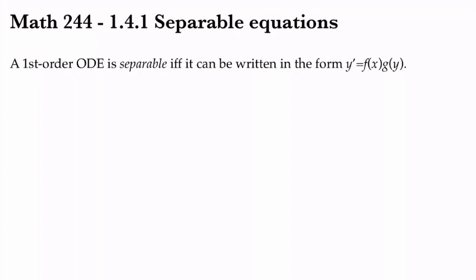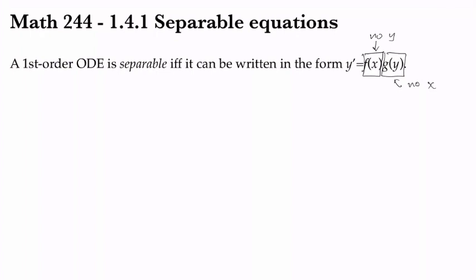So an equation is said to be separable if and only if it can be written in the form y prime equals a function of x only, so no y's, times a function of y only, so no x's allowed. Okay, and the reason why separable equations are useful is because in such a situation we can divide the g over to the other side.